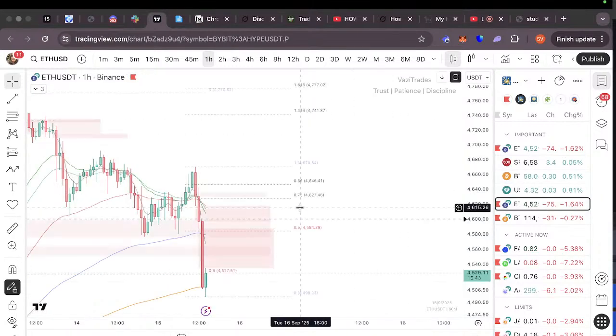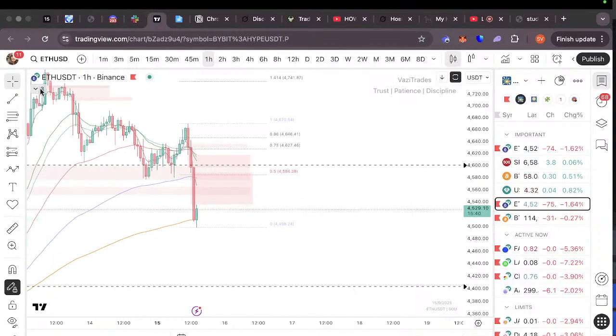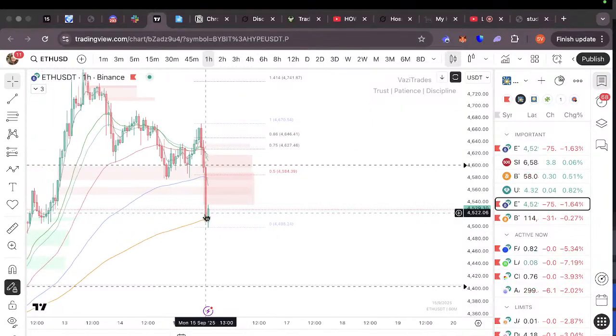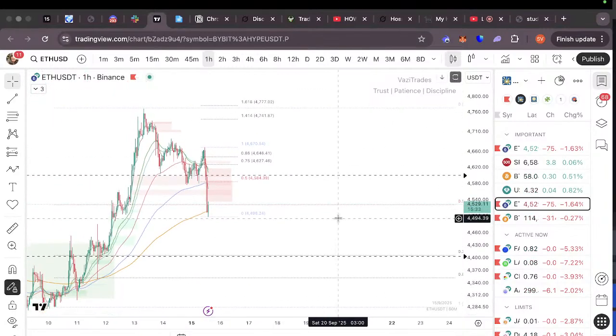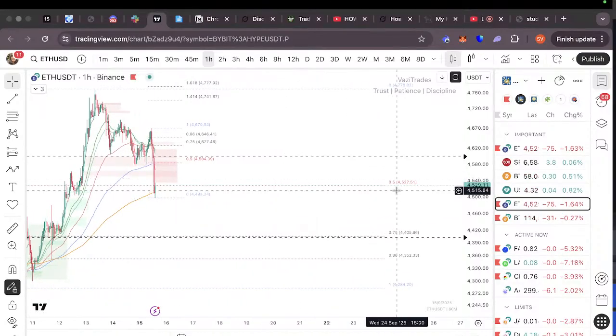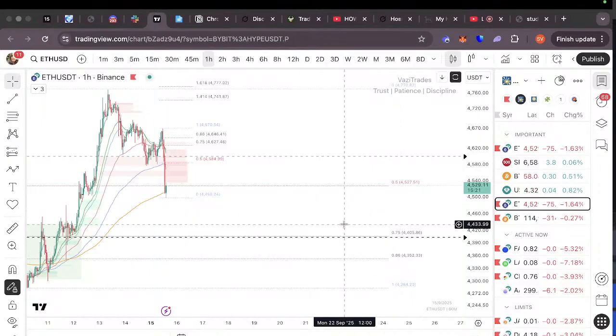And another example on Ethereum just came to my mind. So why did I consider, for example, this level as possibly not strong, but this one stronger?